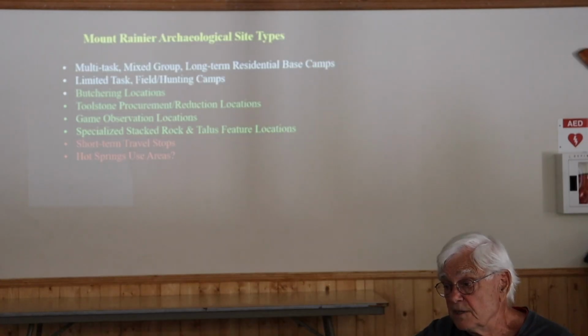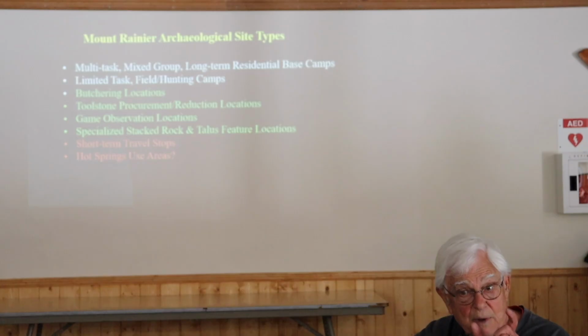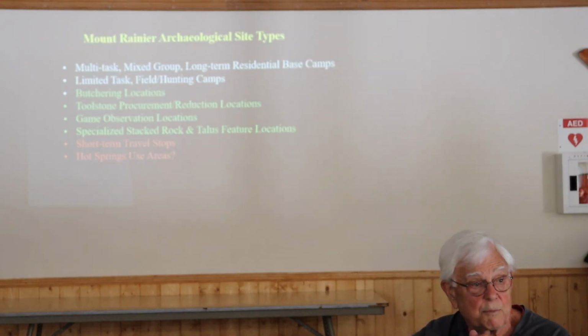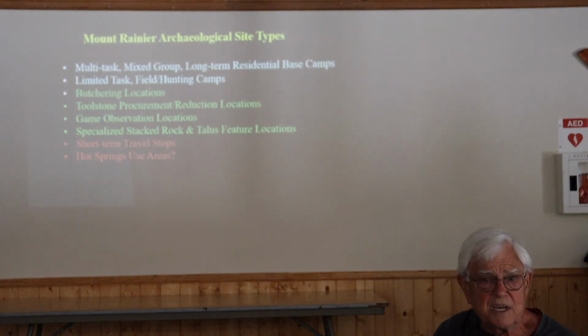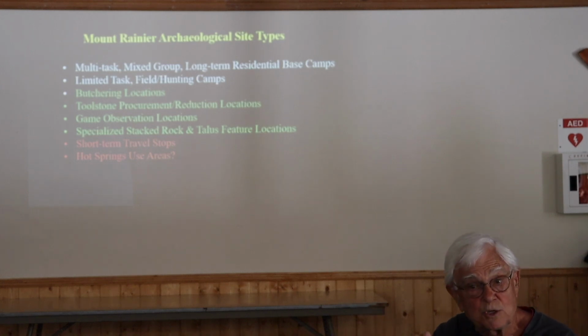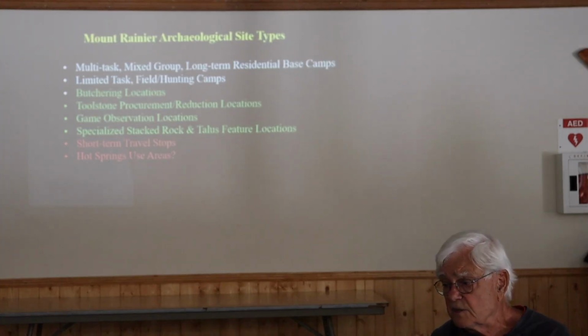These include butchering locations and tool stone procurement, meaning tool stone to make those stone points we're talking about, which is hard to come by, and it breaks. Stone tools are sharp and work really well, but they break all the time. If they didn't, we wouldn't get all the junk that we find in an archaeological site, so it's really handy. Tool stone procurement spots are on Mount Rainier, but not very good ones, but they're here too, and elsewhere. Then there are game observation spots, and specialized stacked rock and talus feature spots.